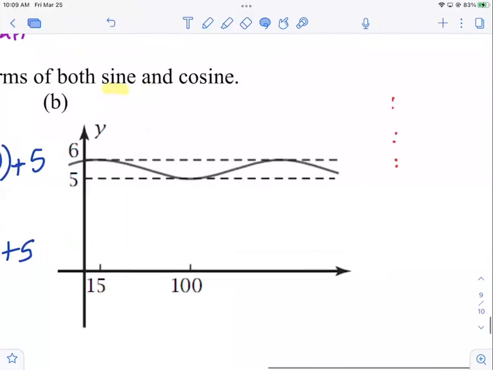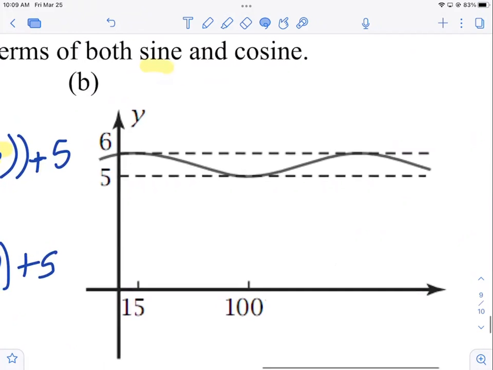Right, so 13b, all we're doing is writing an equation. We'll do one in terms of sine, one in terms of cosine, and at least one of them with a negative value of a, either one. Because it's pretty easy once you understand how to do one of them, how to do the other three.